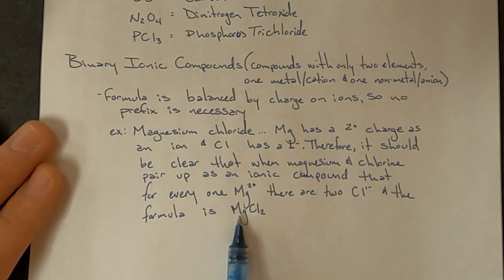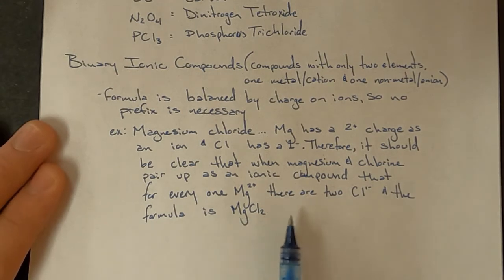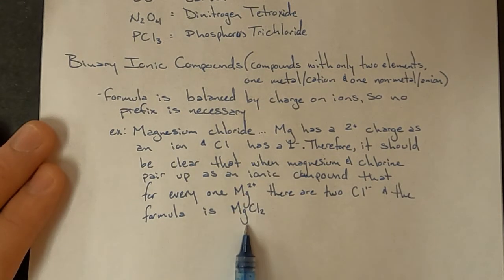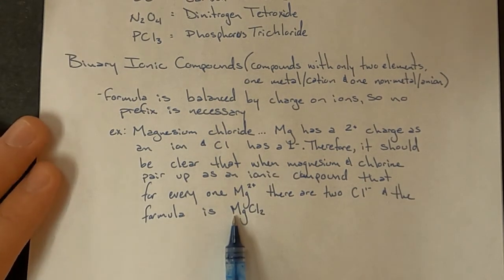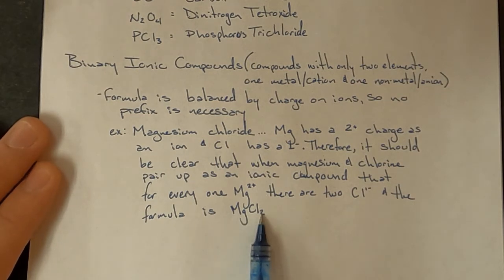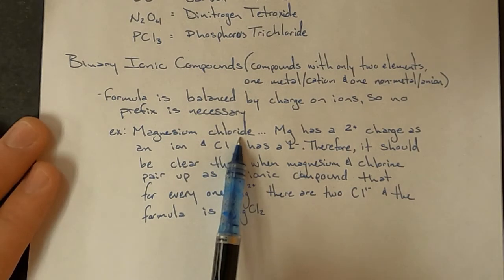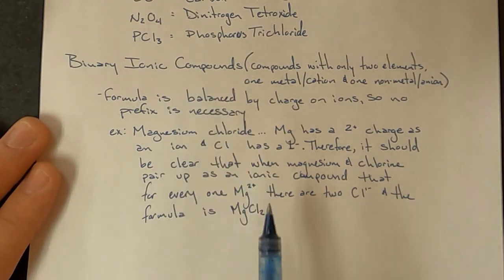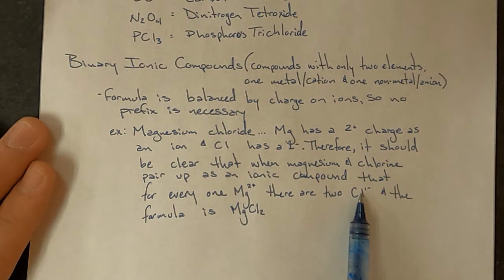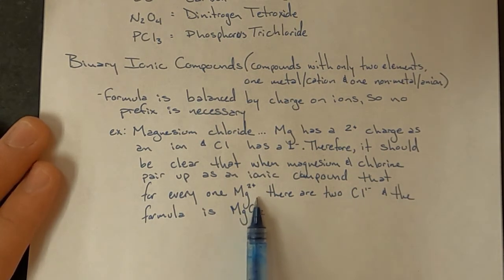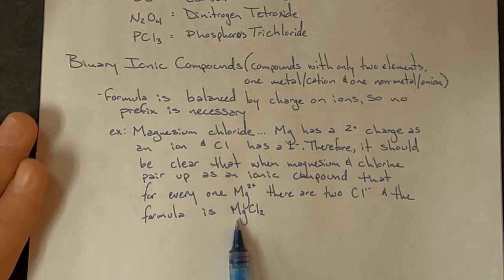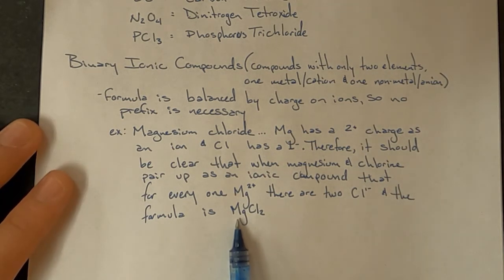So again, you're going with the shortest name that still provides enough information for someone to correctly write the formula. Again, the name magnesium dichloride would be incorrect in this case. It is simply magnesium chloride because it's an ionic compound, and ionic compounds are balanced by charge, and so the ratio of each element is implied by looking at the charge.